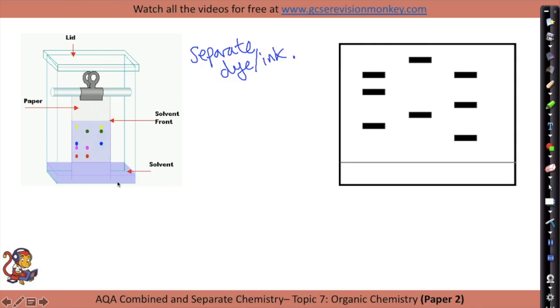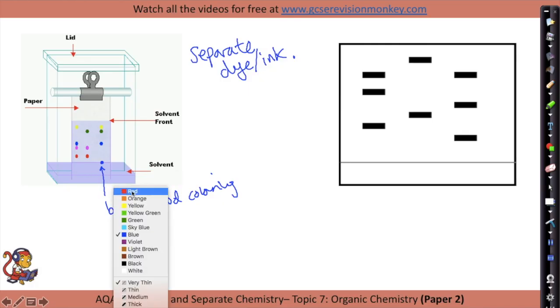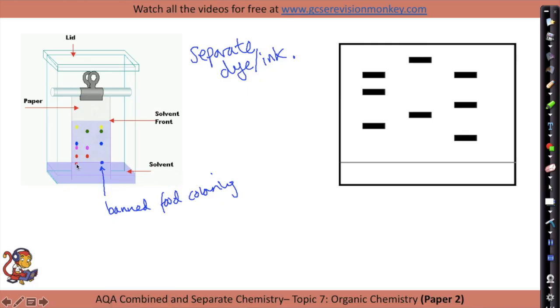For example, this can be used in the food industry to investigate if there are particular banned food colourings in sweets. If we follow that example through, we would perhaps put on our chromatography paper a sample for our banned food colouring, and then we would put our food colouring that we would find in our particular sweets, perhaps two different samples, A and B.